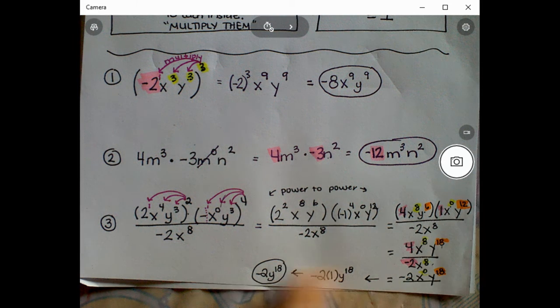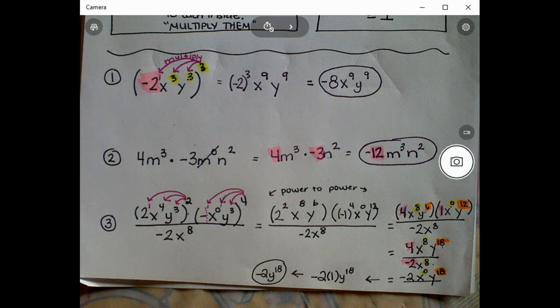This problem is complicated, but if you take it step by step, you can absolutely do that.